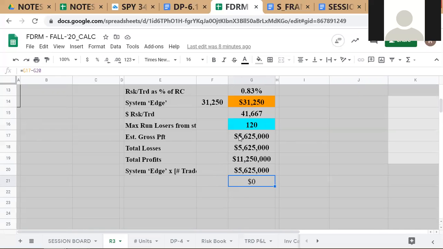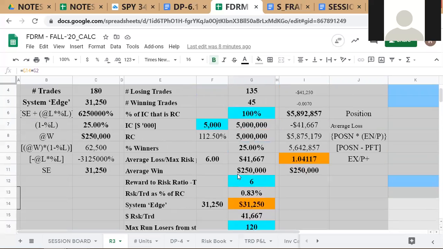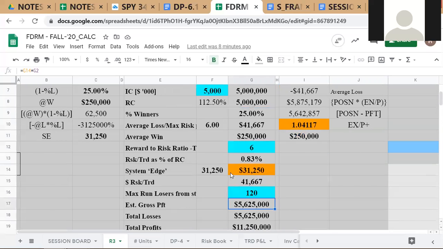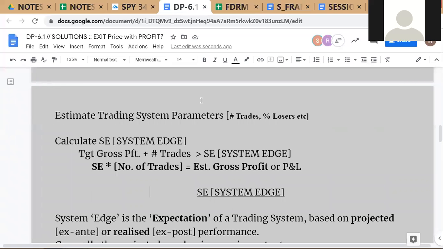So here you have this figure, estimated gross profit. Estimated gross profit is a function of system edge times total number of trades. This is just an identity, this is always true. So we are going to make use of this identity and use it for our calculation, the calculation that we are heading towards, which is our objective here.